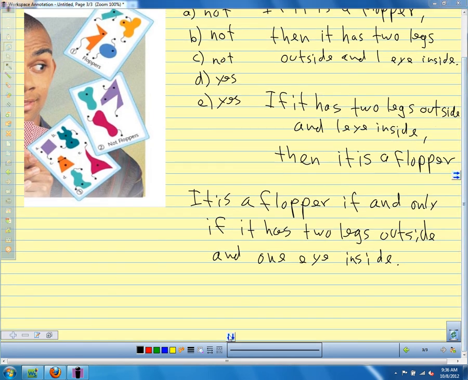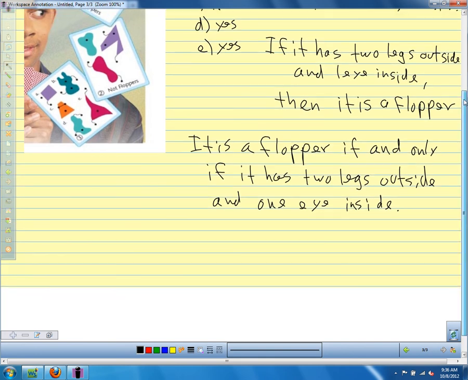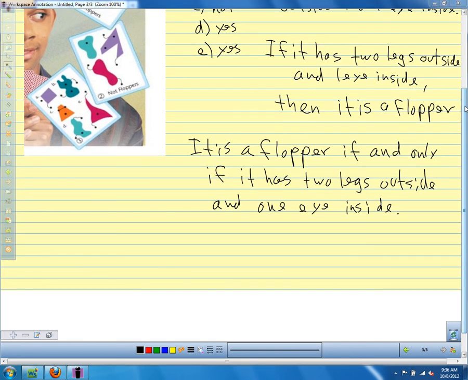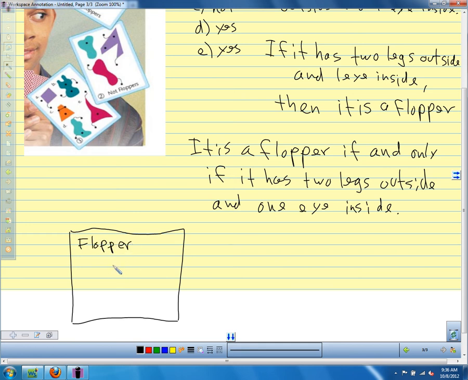And I could also put this information in an Euler diagram. We'd actually have to use 2 Euler diagrams to make a definition. So one would be for my first conditional statement. Flopper. And my smaller category would be 2 legs, and I'm going to make it shorter here, and 1 eye.